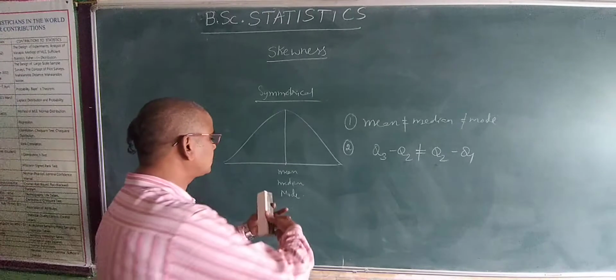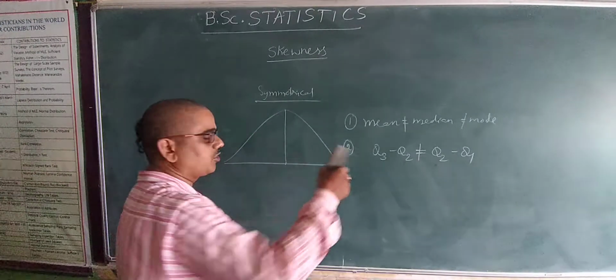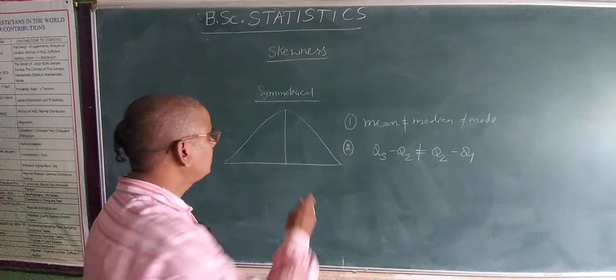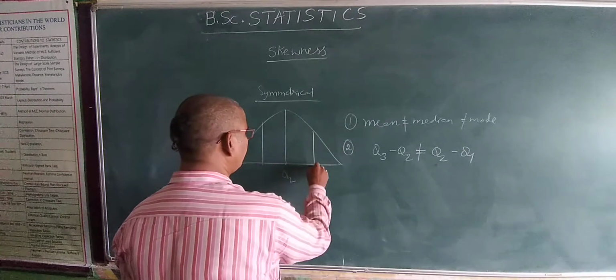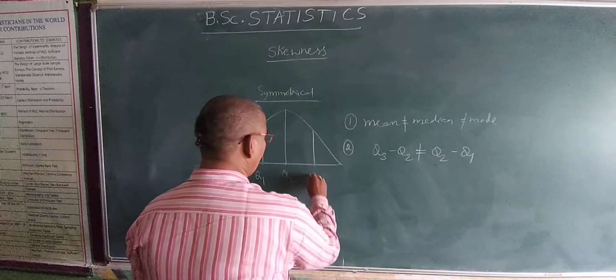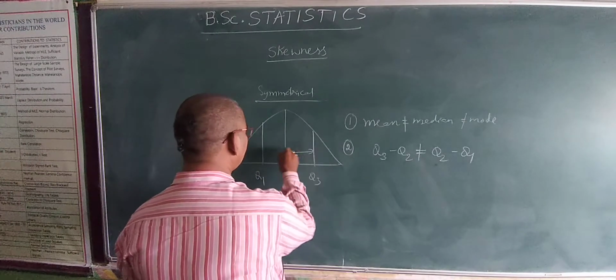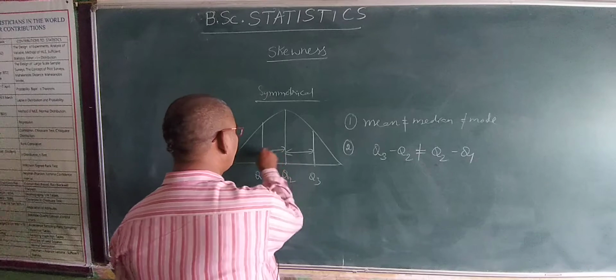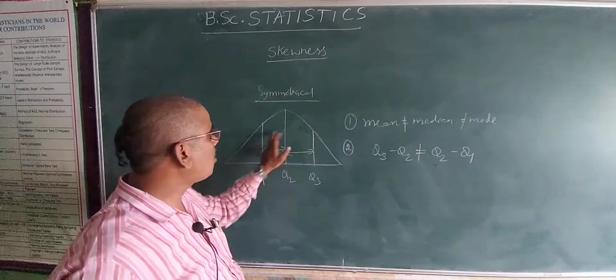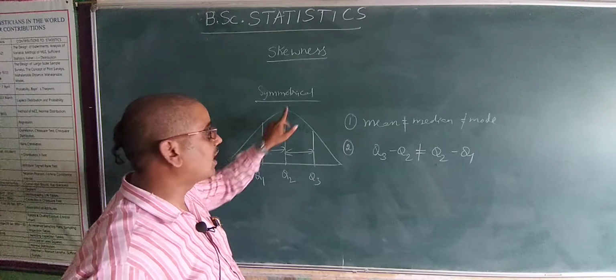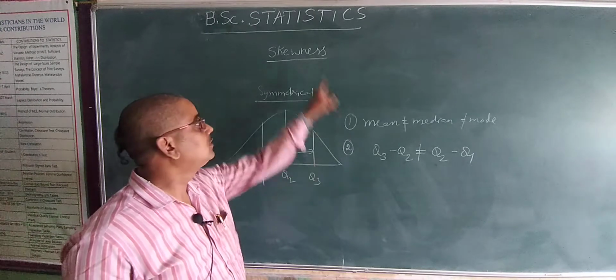Now consider the second one: Q2, Q1, Q3. Q2 is the median. If the distance between Q2 and Q1 and the distance between Q2 and Q3 are equal, then it is symmetrical. Not equal, then it is skewness.